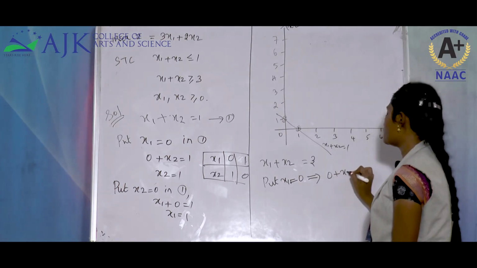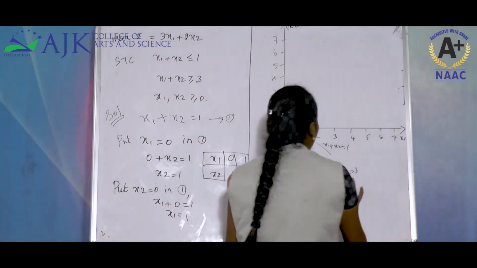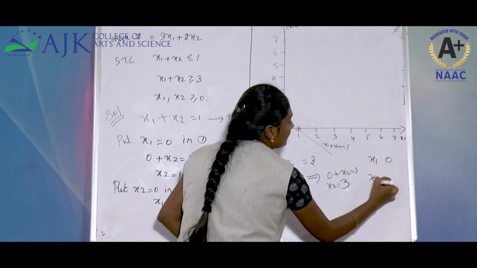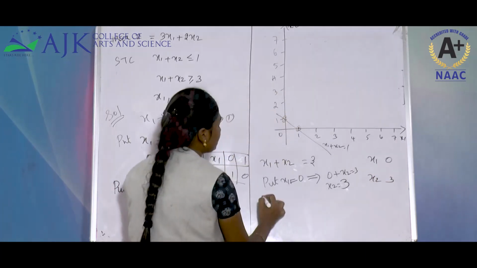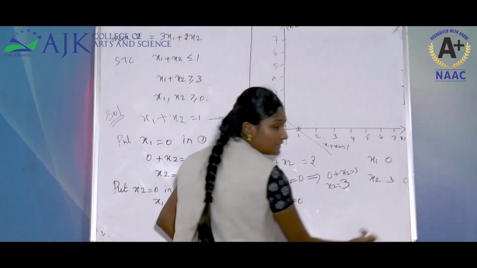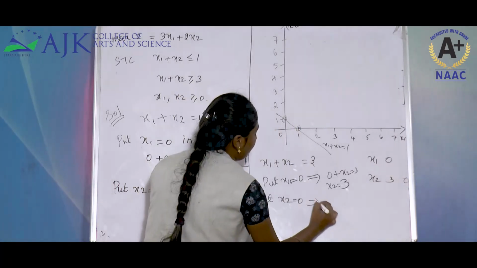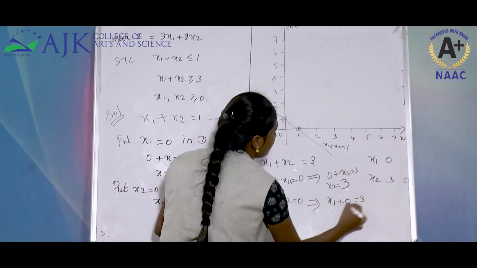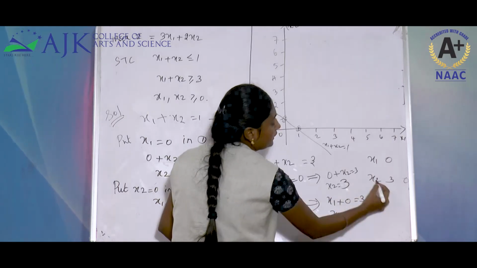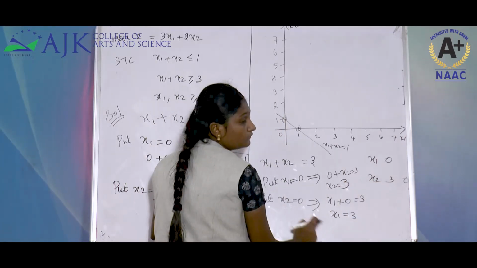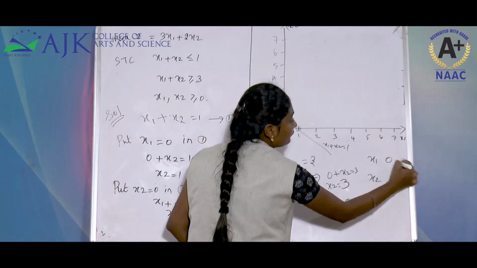0 plus x2 equal to 3, that is x2 equal to 3. I put x1 is 0 means my x2 value is 3. Next, put x2 equal to 0 implies x1 plus 0 equal to 3. So x1 equal to 3.